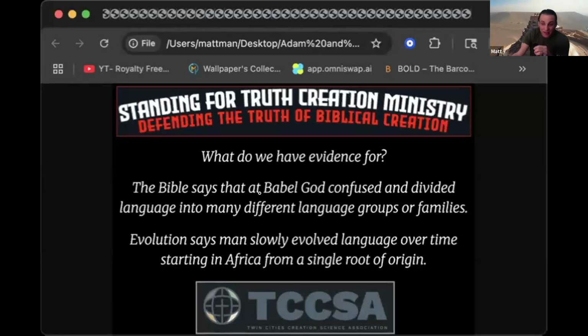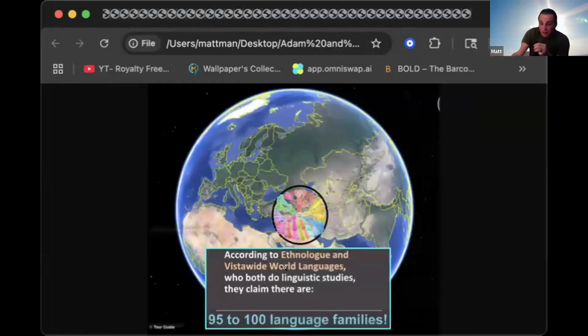The Bible says that at Babel, God confused and divided the languages into many different language groups or families. Evolution says that man slowly evolved language over time, starting in Africa from a single root origin. Let's see what the truth is. Here we go. Right out the gate, they found that there are 95 to 100 language families.